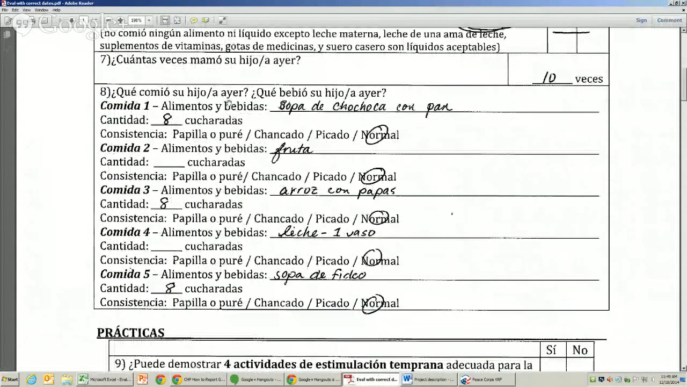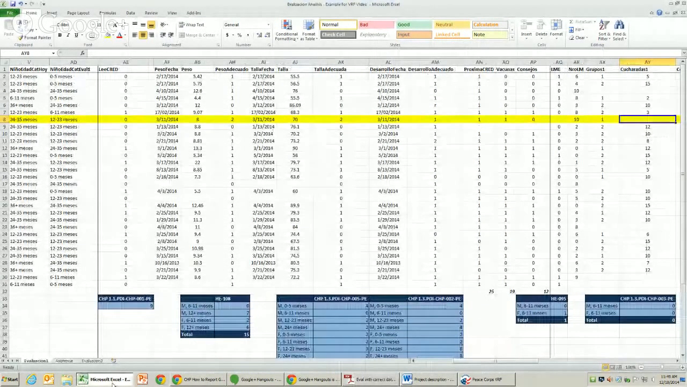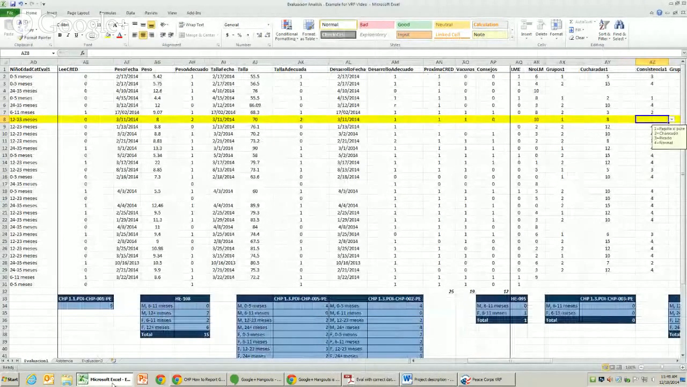So in the first meal of the day, the child had 1 food group, 8 cucharadas, and the consistency normal, which is 4, group code 4. So 1 group, 8 cucharadas, and consistency was 4.